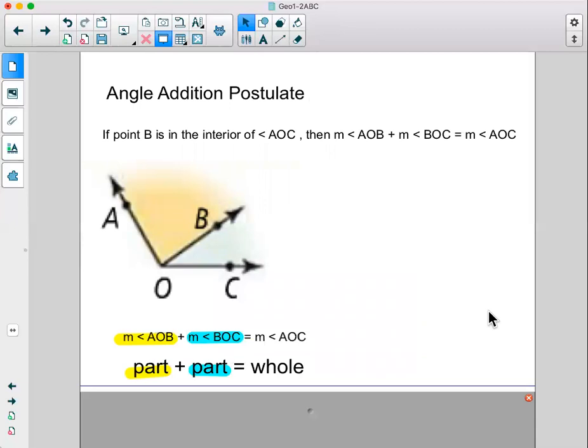And now I can use the language that I need to tell you about the angle addition postulate, which you'll see has a lot in common with the segment addition postulate. Same basic idea, but with angles. So if point B is on the interior of angle AOC, then the measurement of AOB plus the measurement of BOC equals the measurement of AOC. Part plus part equals the whole. The measurement of the yellow plus the measurement of the blue equals the measurement of the black AOC.